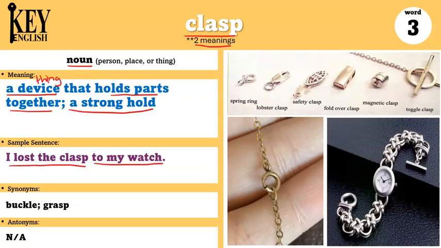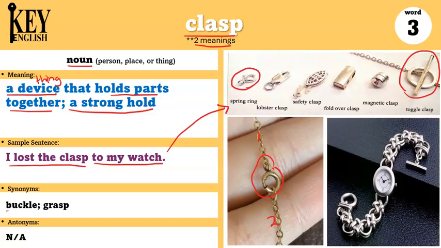So clasp is a thing, and here are some kinds of clasps that maybe you've seen. We often see clasps in things like jewelry. For example, this one here, you might see it at the back of a necklace. Or this one here might be on a bracelet or a watch. So whenever you see these things that are holding two parts together, we call that a clasp.